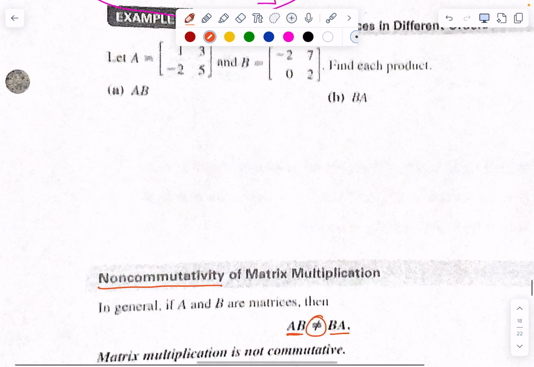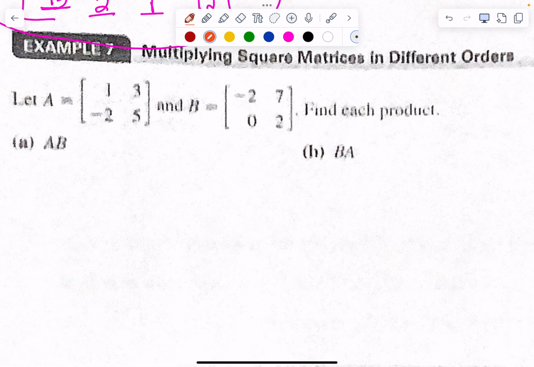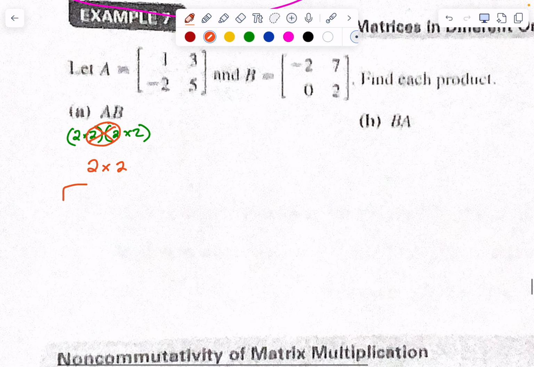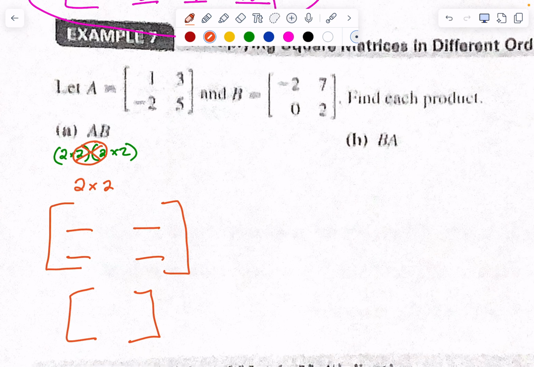Okay, all right, there we go. All right, multiplying square matrices in different orders. All right, find each product. Okay, A is a 2 by 2. B is a 2 by 2. And my middle dimensions match, and if I cross them off, I will end up with a 2 by 2. Okay, so I'm going to map them out. 2 by 2, and then I'm going to do my final answer right here. Okay? All right. Ready?